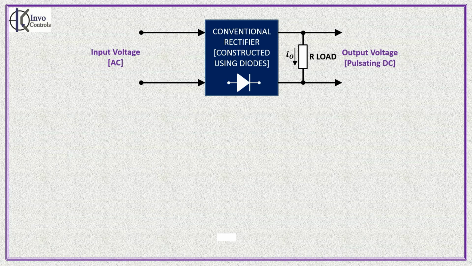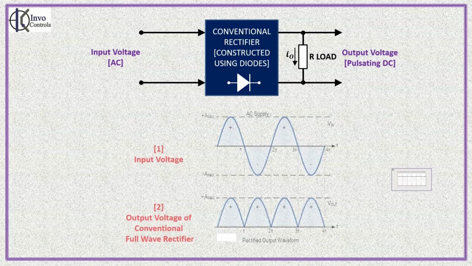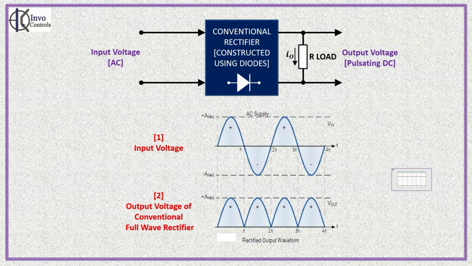The best way to understand the difference between conventional rectifier and a controlled rectifier is by comparing their output waveforms. We shall first look at the conventional rectifier driving a resistive load as shown on your screen. The figure shows the input-output voltage waveforms of a conventional rectifier.